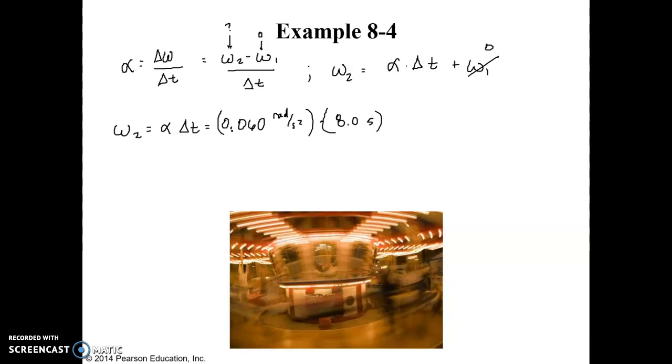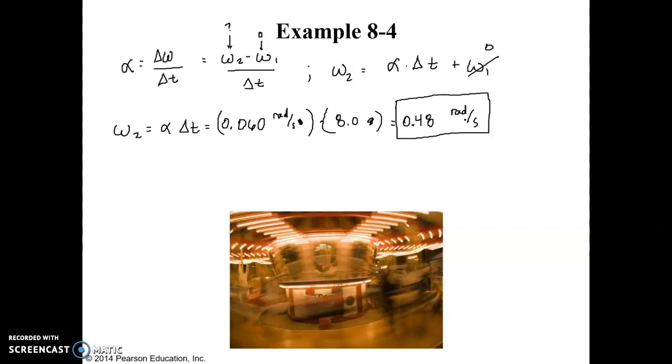So if we look closely at our units, what's going to happen here is this second is going to cancel out with 1 of the seconds there, and we end up with radians per second. And the numerical value here, 0.060 times 8, will give us 0.48. So we end up with radians per second here, and that is true, that is accurate.